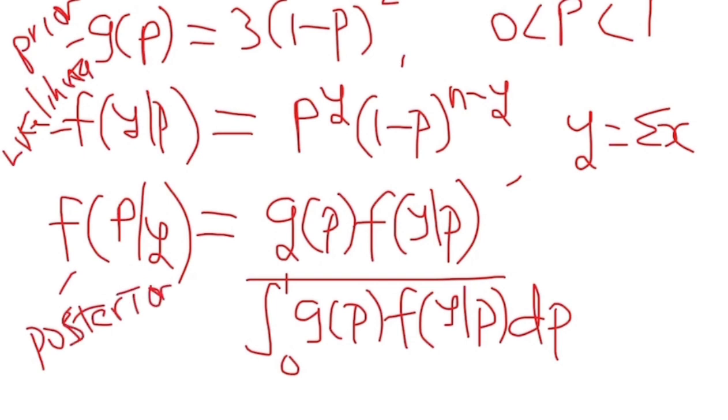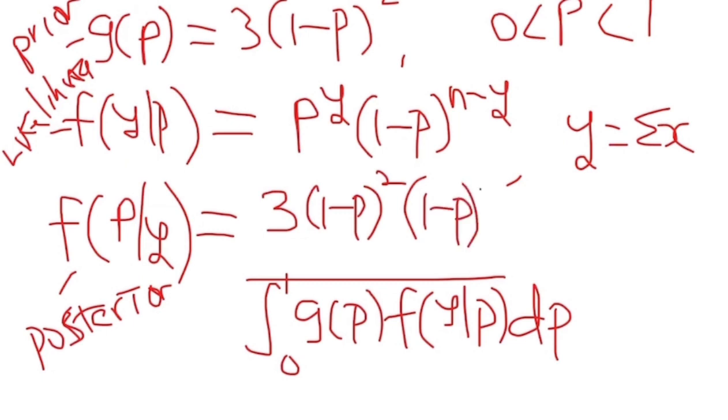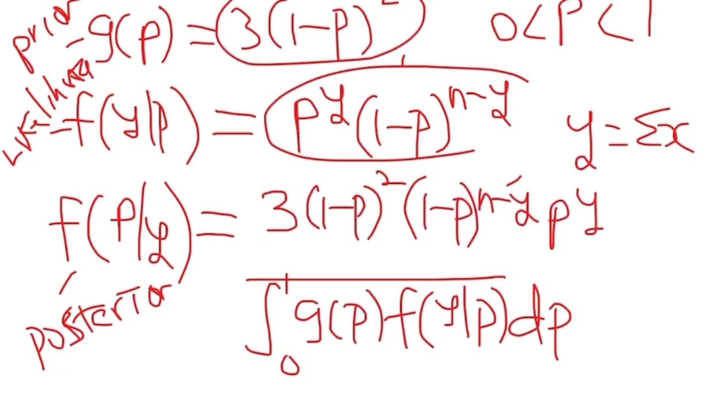Now, what I'm going to do is use the formula. I'm going to combine that with that. So 3 into (1 minus p) squared, then (1 minus p) raised to the power n minus y. You can see them multiplied together. So I'm combining this and this. You can see what I have right now.